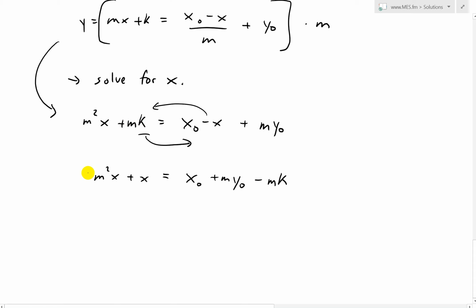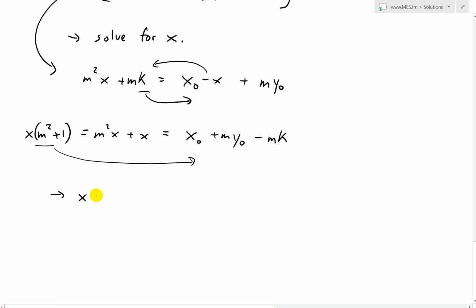And now if we go to this side over here, we can just factor out the x, so that's x times m squared plus 1. Now we can just divide this out over there, and then we finally get x, which is x1 at that intersection point, equals x0 plus my0 minus mk all over m squared plus 1, like that.